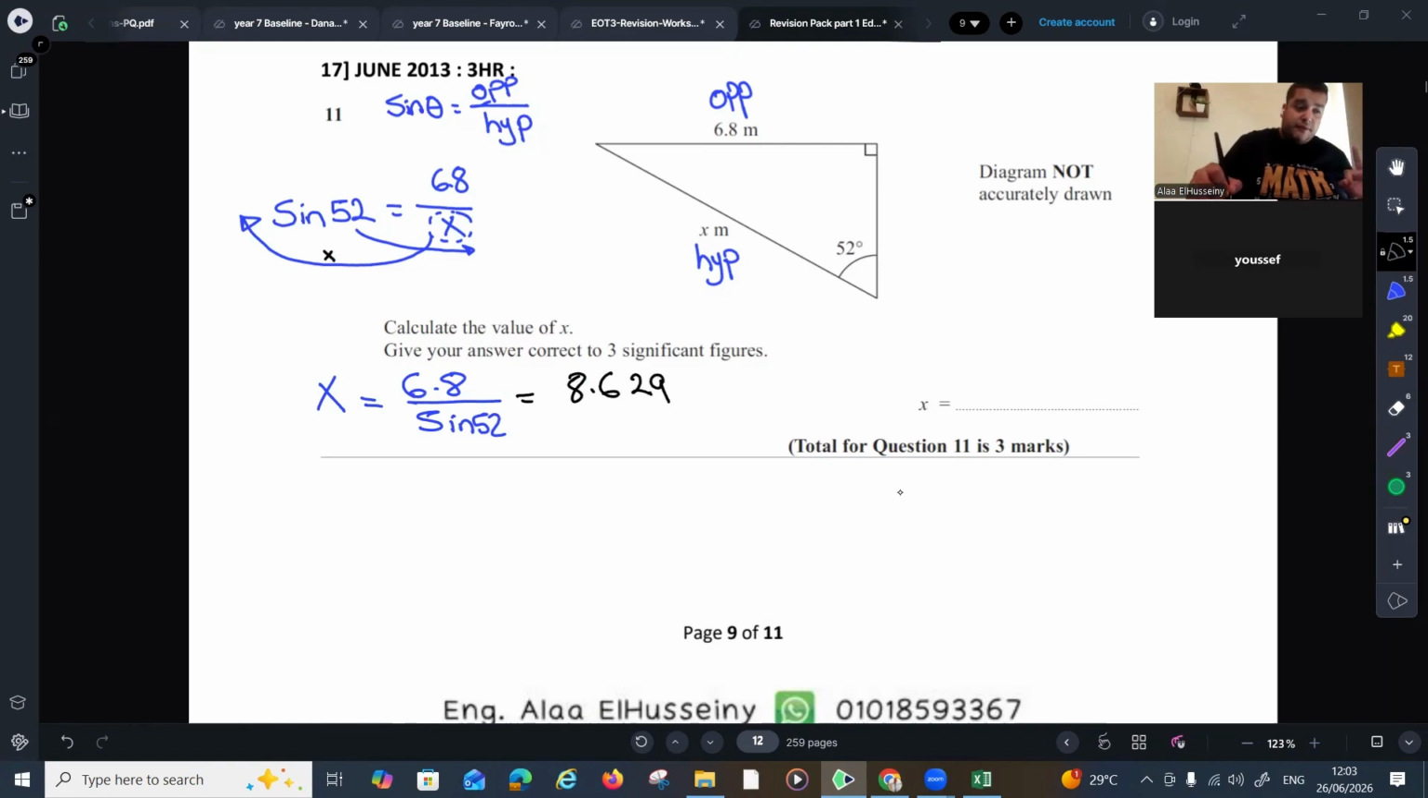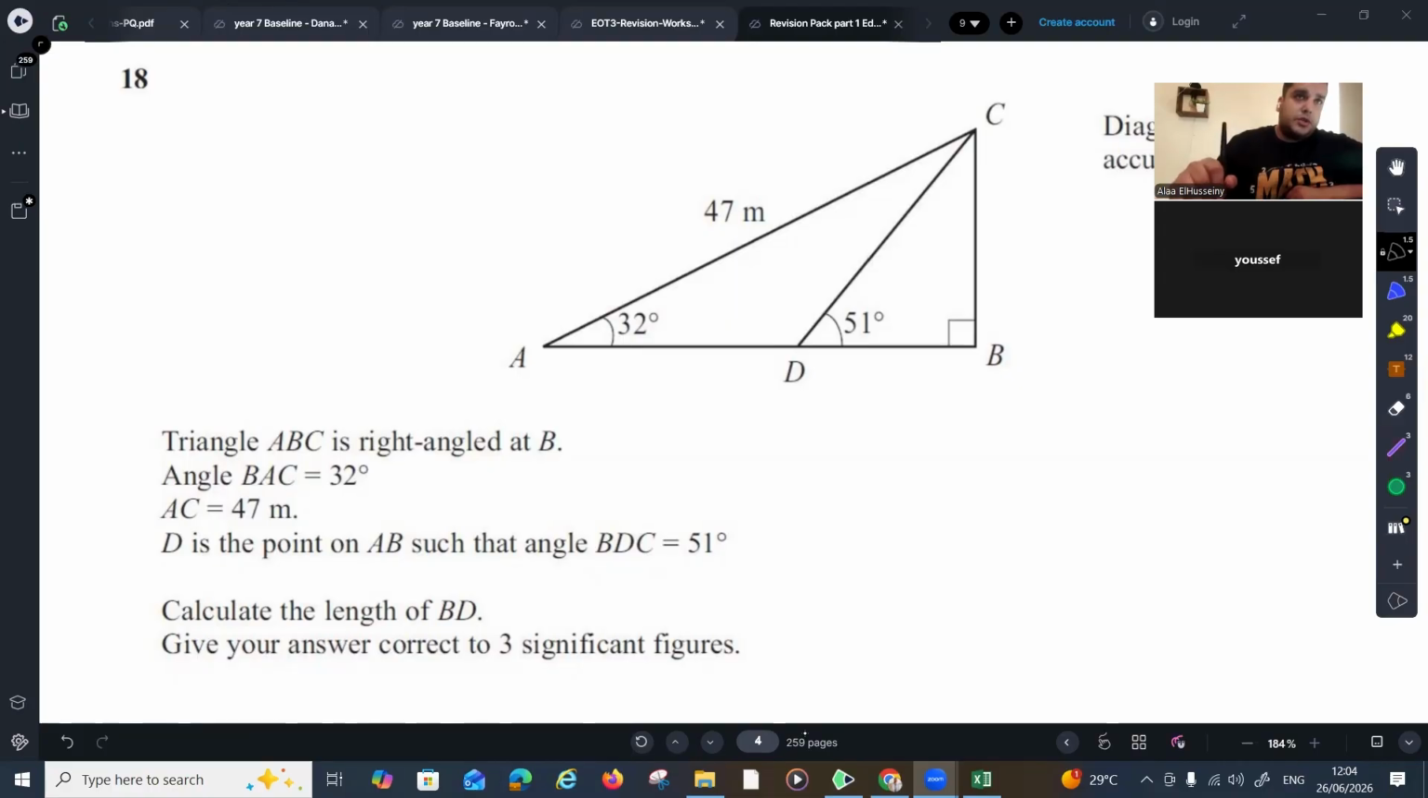So three significant figures, that's 6.28.63, right? Yes. So that's 8.63. Easy? Easy. Okay. Thank you. It was making so much distortion.